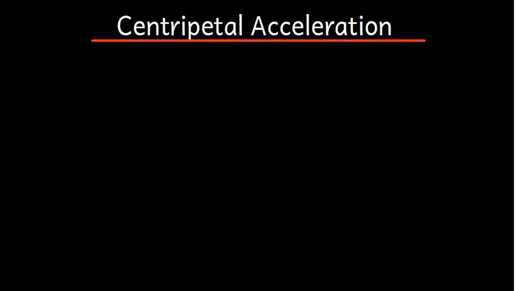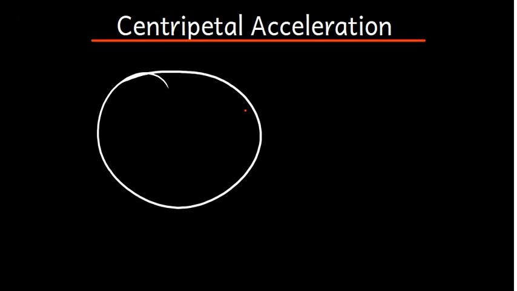Now let's talk about centripetal acceleration. So what is centripetal acceleration? Remember we said when an object is moving around the circle, that is circular motion. Now let's have a circle. So here is my circle. When an object is moving around the circle, we said there is what we call the centripetal force. Centripetal force is directed toward the center. So where there is centripetal force, that is where centripetal acceleration is.